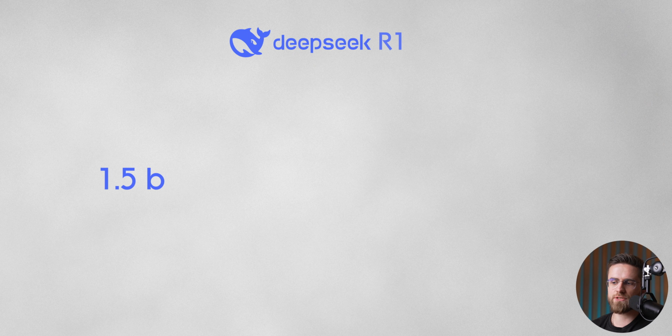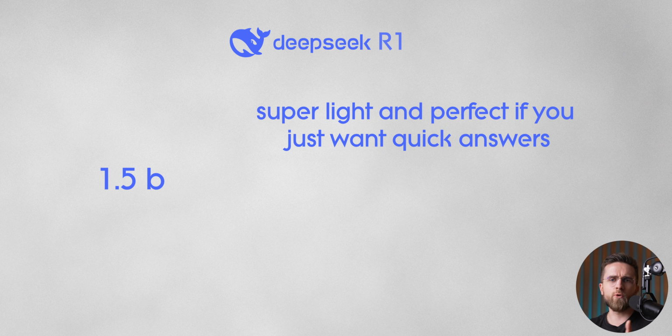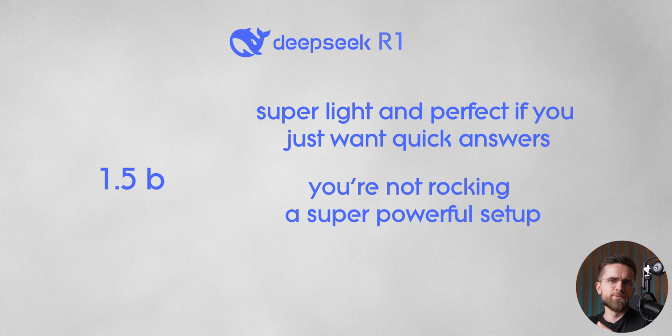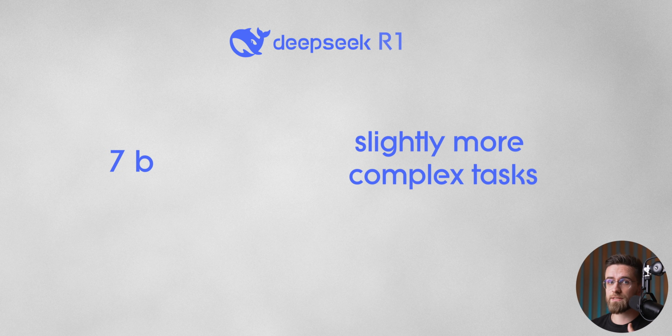Now, DeepSeek has these R1 models, 1.5B, 7B, 14B, 32B, and 70B. Each number basically tells you how powerful and resource hungry it is. The 1.5B model is super light and perfect if you just want quick answers or you're not rocking a super powerful setup. Then there is the 7B for slightly more complex stuff. It's a nice jump up without getting too crazy.